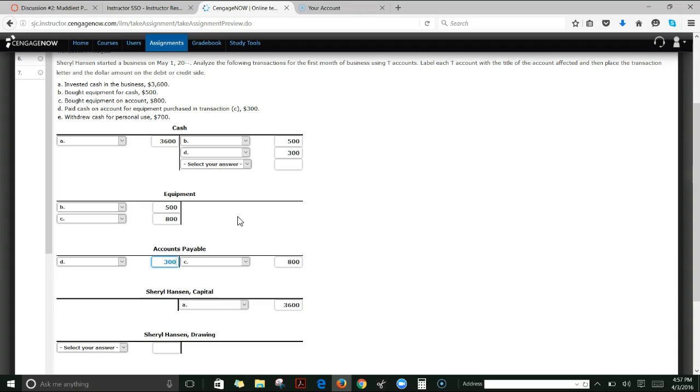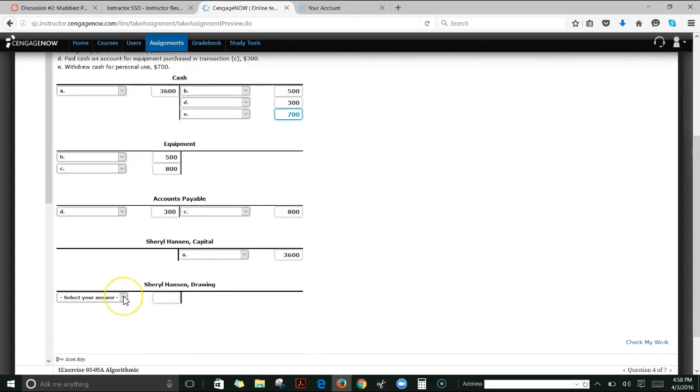And the last one, withdrew cash for personal use, so I'm going to do E, withdrew cash. Remember, the personal use account, or what we call owner's equity drawing account, is what they use to pay themselves for working in the business and so that they can pay their own bills at home.